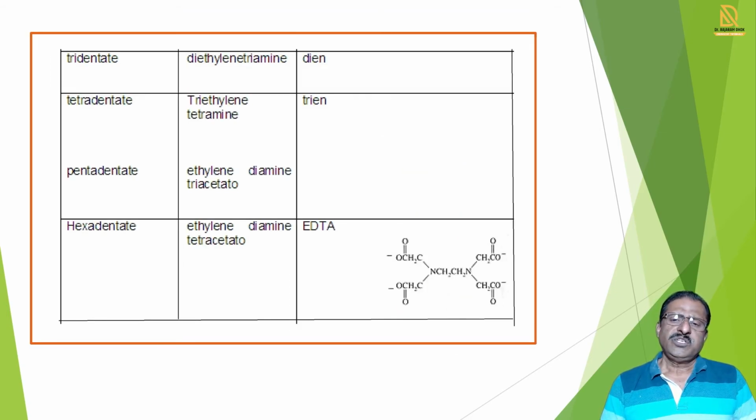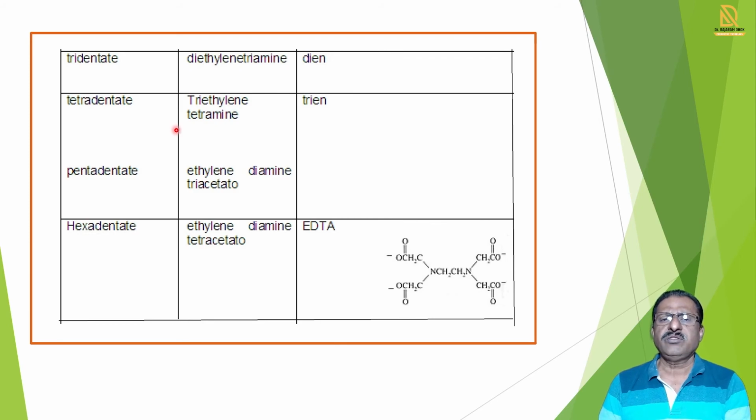Now we see some other types, tridentate. Tridentate means in the polydentate ligand there are 3 donor atoms, and these 3 donor atoms donate their lone pair to the central metal atom or ion. That ligand is called a tridentate ligand. There are some examples of tridentate ligand, that is diethylene triamine, or in short it is shown as DIEN. Its structure is not shown here.